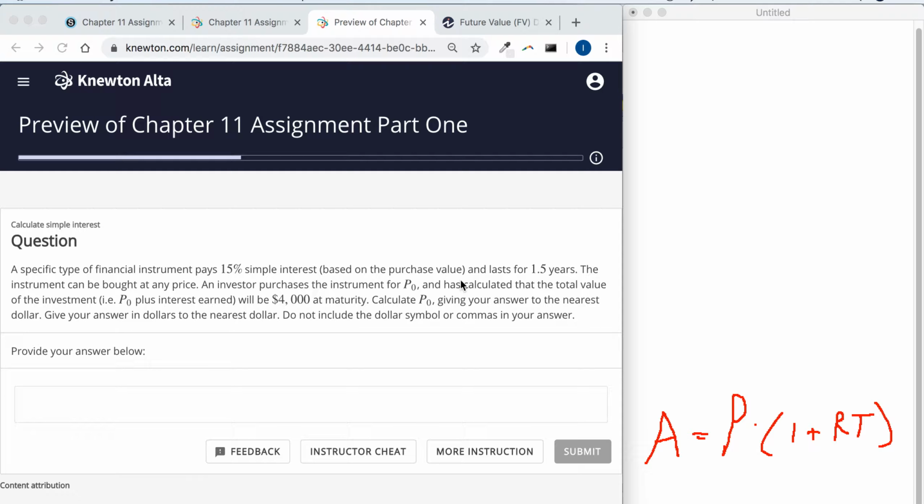A specific type of financial instrument pays 15% simple interest and lasts for 1.5 years. The instrument can be bought at any price. An investor purchases the instrument and has calculated the total value of the investment to be $4,000 at maturity.